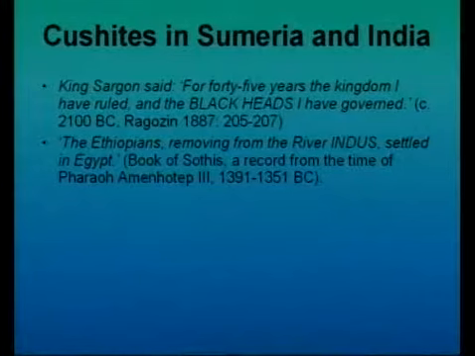We find from the book of Sothis, which is a record from the time of Pharaoh Amenhotep III, about the 14th century BC, he speaks about the Ethiopians removing from the river Indus, which is the Indus Valley civilization, dark-skinned Dravidian people before the Aryans came later on. And they came from India and they settled in Egypt next to their cousins in Ethiopia. So we find some of these records there.